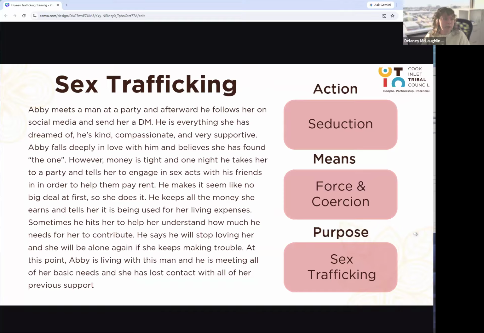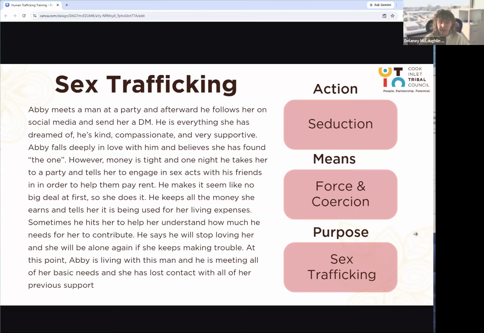Abby meets a man at a party, and afterward, he follows her on social media and sends her a DM. He is everything that she has dreamed of. He's kind, compassionate, and very supportive. Abby falls deeply in love with him and believes she has found the one. However, money is tight, and one night he takes her to a party and tells her to engage in sex acts with his friends in order to help them pay the rent. He makes it seem like no big deal at first, so she does it.